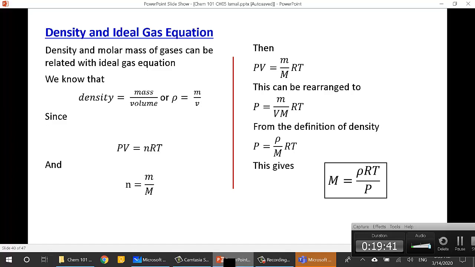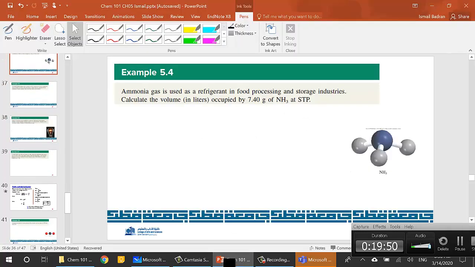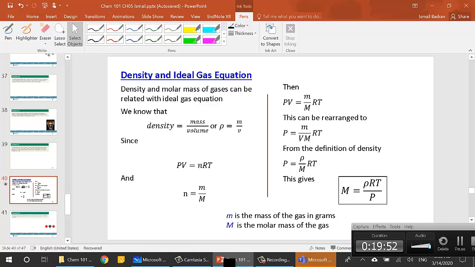Okay, one nice thing about gases is that we can relate the PV equals nRT equation to the density of the gas. Now, the density of a gas or anything is mass over volume. This is a rule in physics, and we refer to density by the little Greek letter rho. This is not P, this is rho. It's a Greek letter referring to density. So rho is m over V.